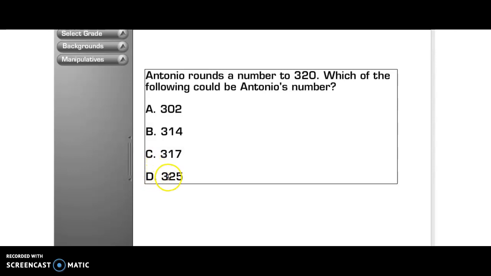Let's look at D, 325. If I circled the 2 and underlined the 5, it would be rounded up because 5 and above is where you round up, so the 2 would turn into a 3, so the answer would be 330. So my answer is C, 317.